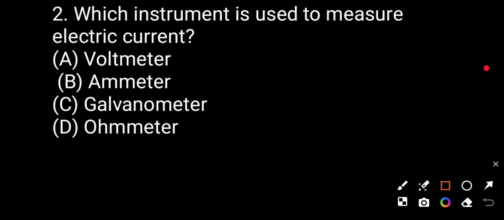Question number 2. Which instrument is used to measure electric current? Voltmeter, ammeter, galvanometer, ohmmeter. The correct answer will be ammeter. Option B is correct.